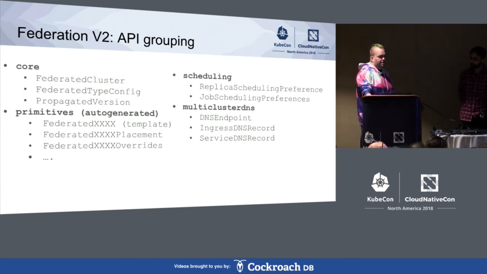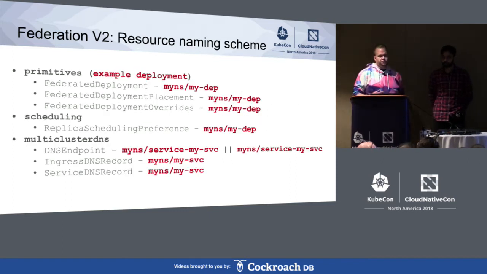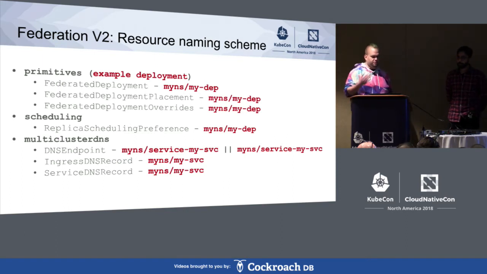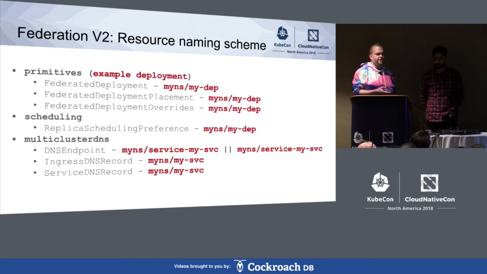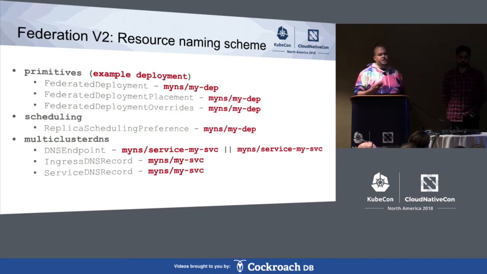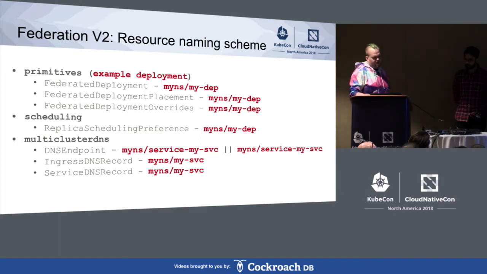Since we do have a lot of different API pieces that work together, we needed a way to have an API that wasn't riddled with object references. In order to do that, we have come up with a naming scheme that allows us to have a naming convention to make it very clear which resources in the Federation APIs align with one another. As an example, if I've got a deployment called mydep, the template definition for that thing lives in the federated deployment, and the placement and overrides live in the resources of the same name and namespace. Similar thing with scheduling and multi-cluster DNS for services and ingress.